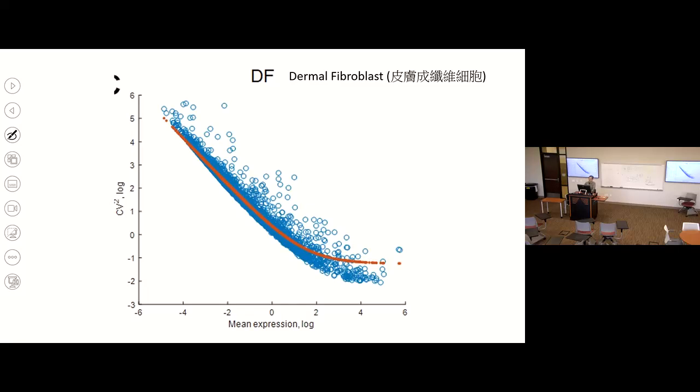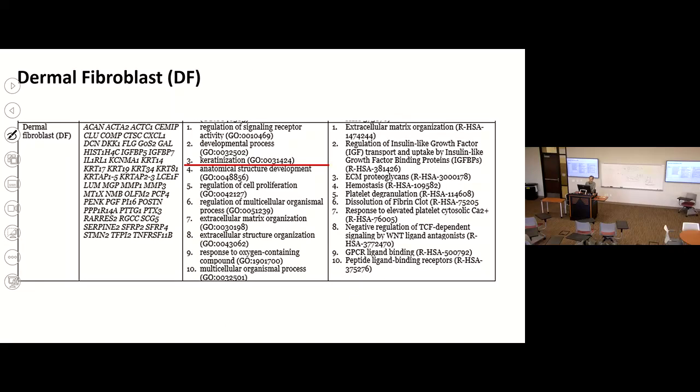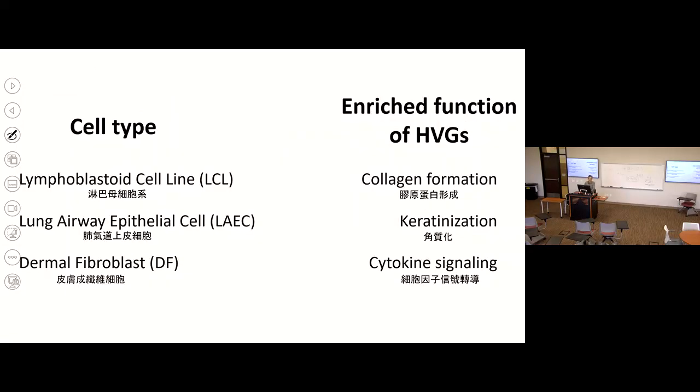This is dermal fibroblast. You also found the highly variable genes, and as a function, you found these highly variable genes in the fibroblasts in skin. They are, for example, keratinization, and structure development. Some of these function enrichment terms you specifically found in those cell types, and it really reflects their function. So those are the cell types we used. Those are the functions we found.